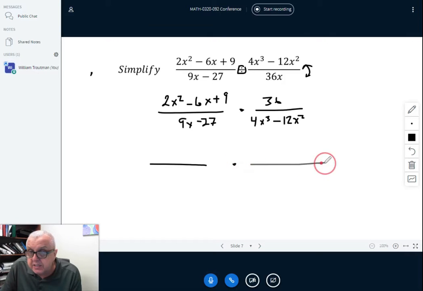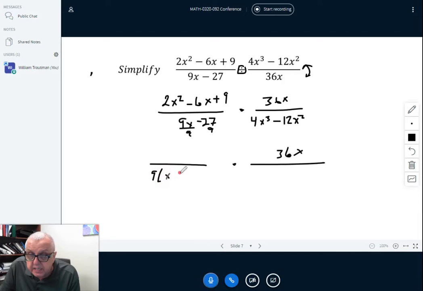Let's do that. There's a 36, that's 36x. Nothing factors out of there. Here, do you notice a 9 divides out of both of those? And when I divide a 9 out, I'm left with x minus 3.